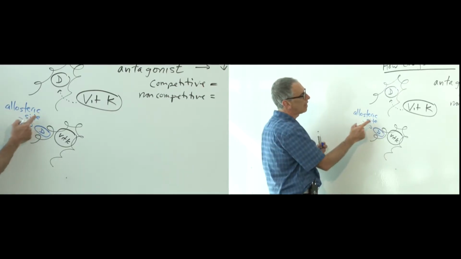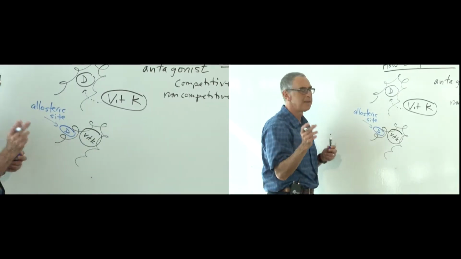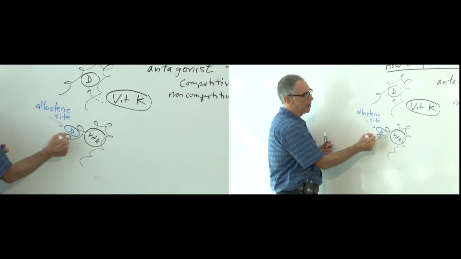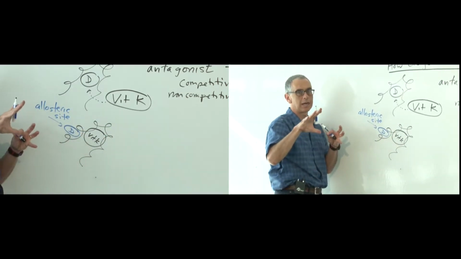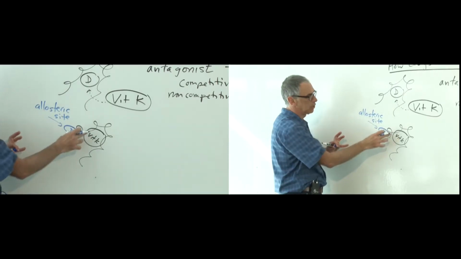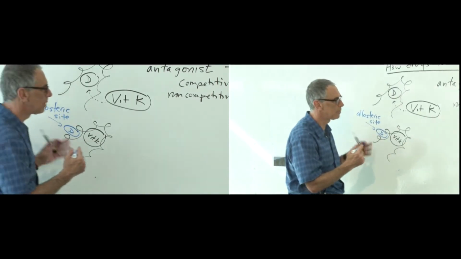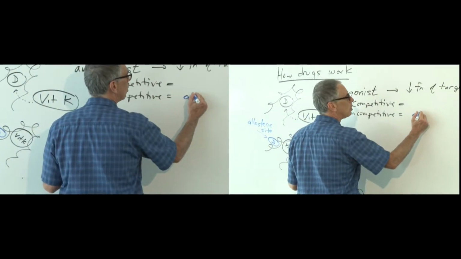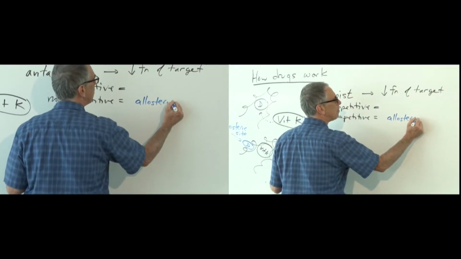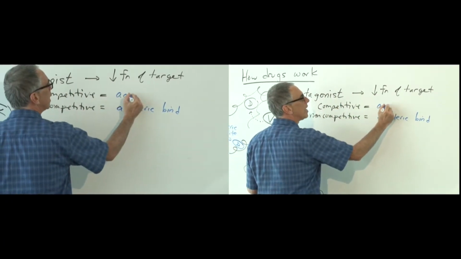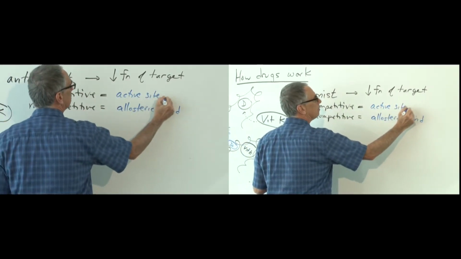Okay? It's called an allosteric site because allostery is the idea that you can affect the structure of a protein at a site by binding and creating a conformational change in the protein that changes its structure and/or function. So typically, non-competitive would be an allosteric binding, and competitive would be in what we call the active site binding.